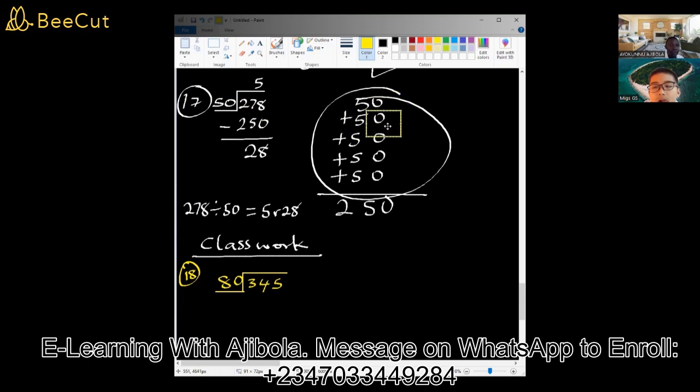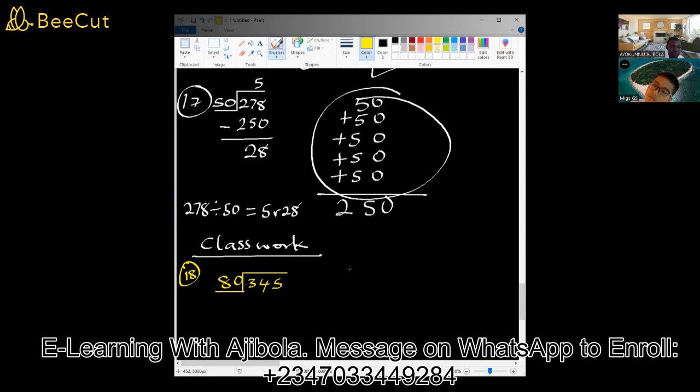I started adding 50s, right? Until I was close to 278 and I stopped and I counted how many 50s. That's 5, is that clear? Then I subtracted 250, then it gave me the remainder. So what do you think we should do in your own example?